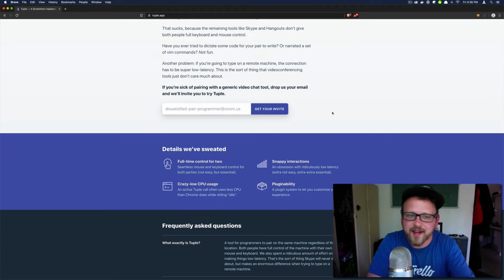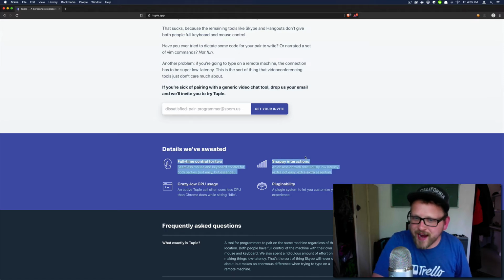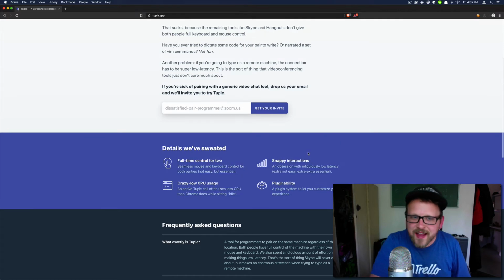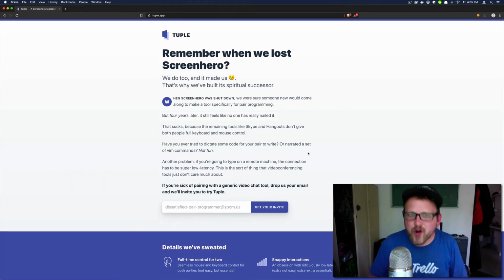Details we've sweated: crazy low CPU usage, full-time control for 2, snappy interactions, right? Low latency. It's clear that these guys are so focused on the problem that I don't even have to see the product yet. I'm completely interested in how they're going to solve it.